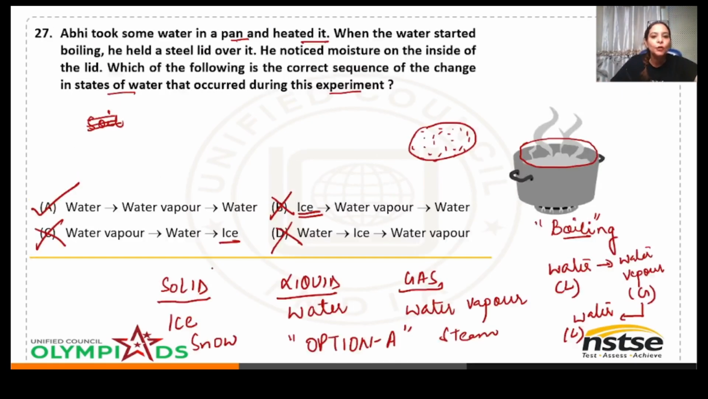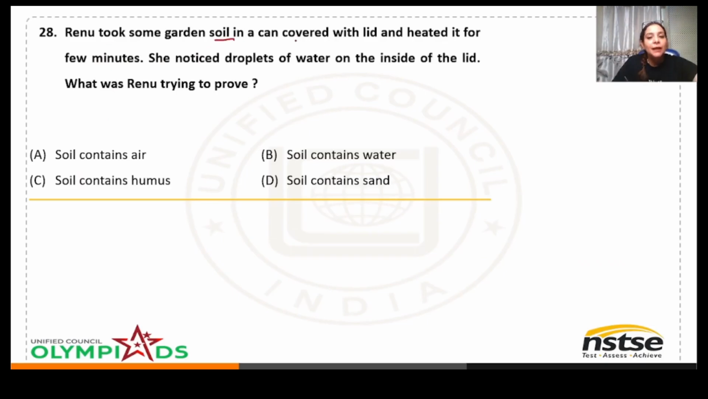Okay, the next question says, Renu took some garden soil in a can, covered it with a lid, and heated it for a few minutes. Suppose this is a can covered with a lid and it has soil, and Renu heated it. She noticed droplets of water on the inside of the lid. When she removed the lid, she could see water droplets over it. So what was Renu trying to prove here?